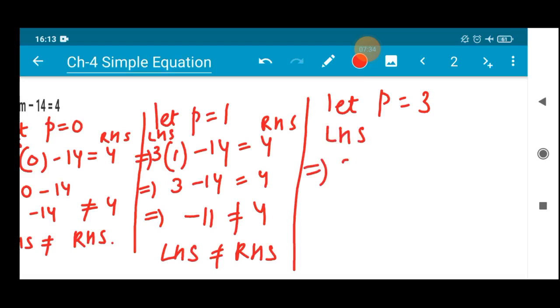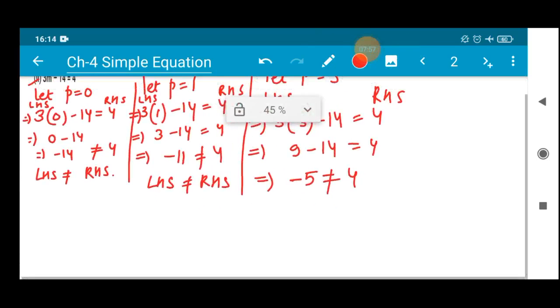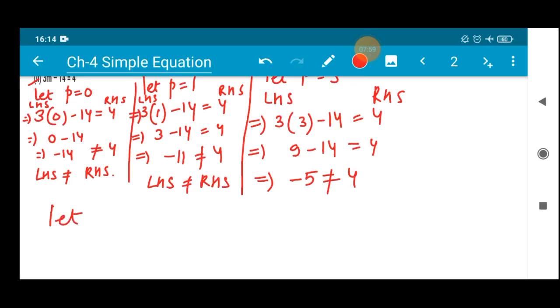Let me see whether 3 is a perfect value. This is our RHS, 4, and 3 threes are 9, minus 14 is equal to 4. So 9 minus 14 is minus 5, which is not equal to 4. All right, so 3 didn't give the answer, so let's try the next value. Let me choose 5 now.